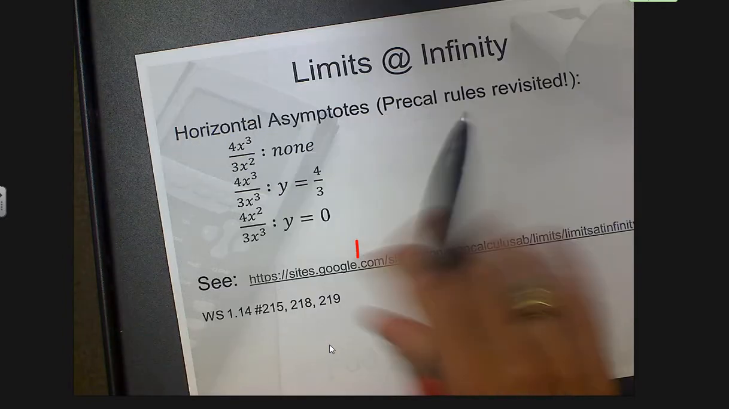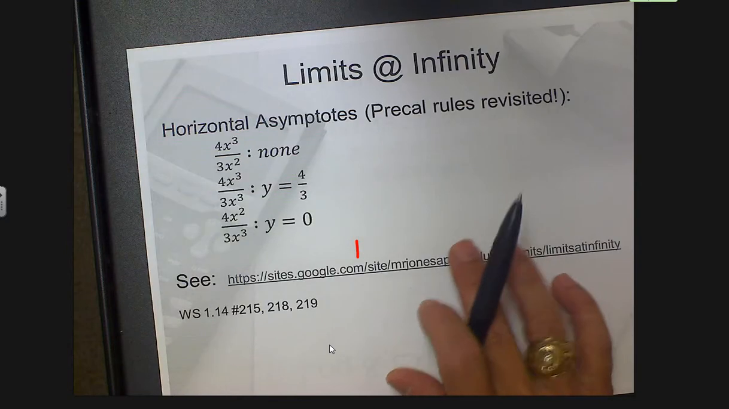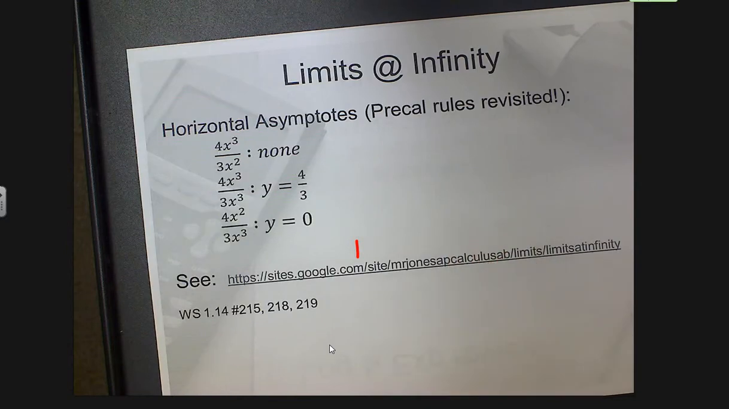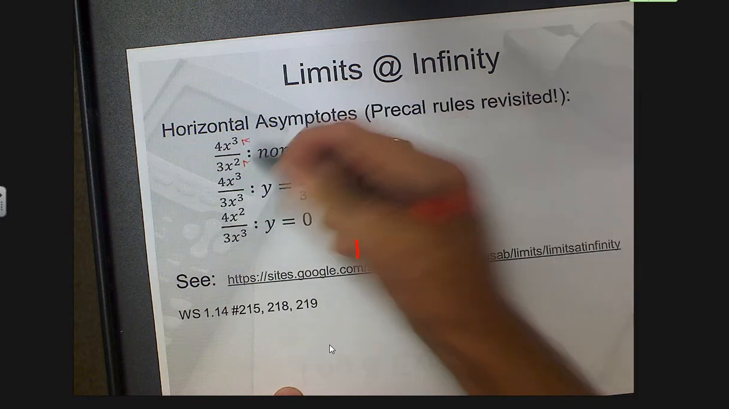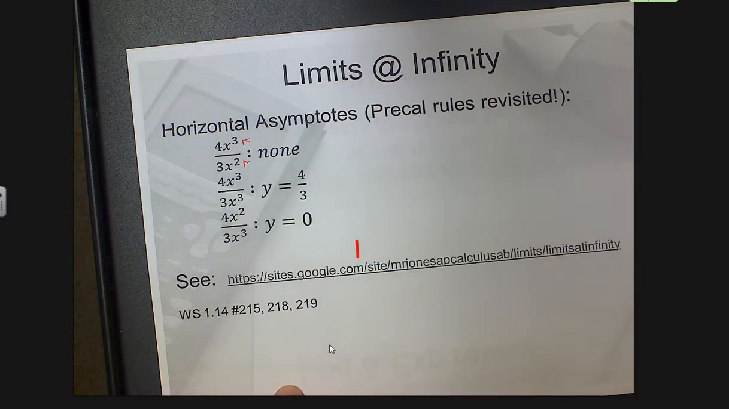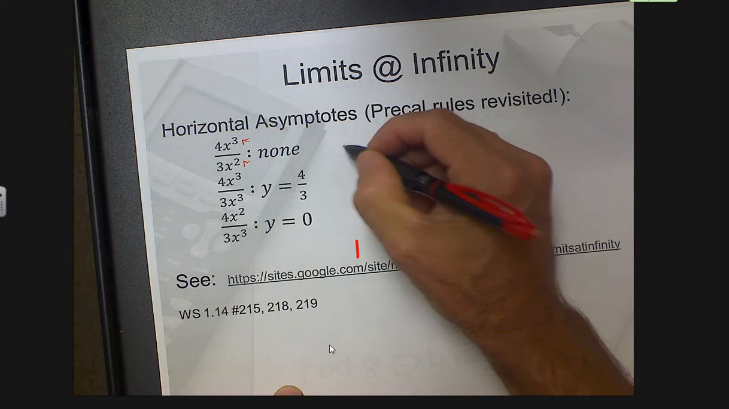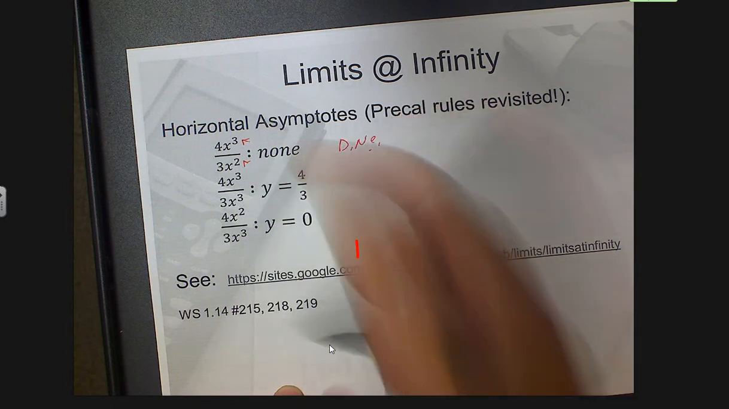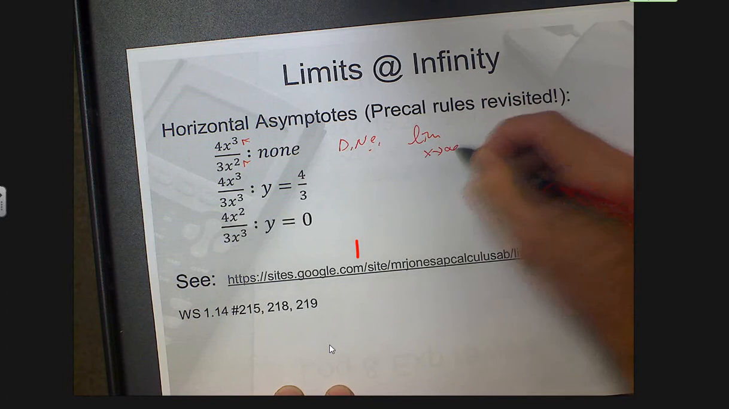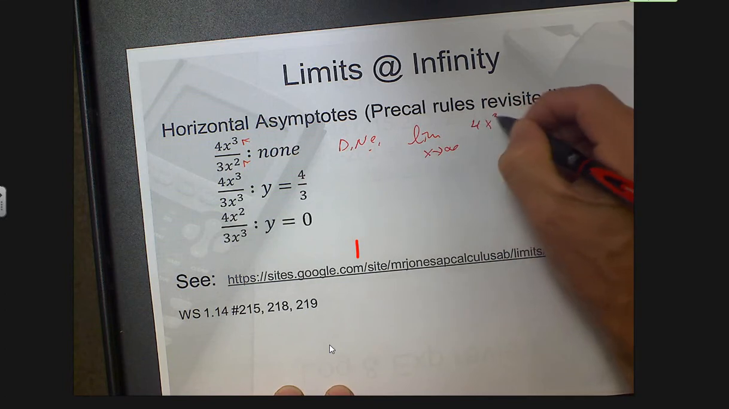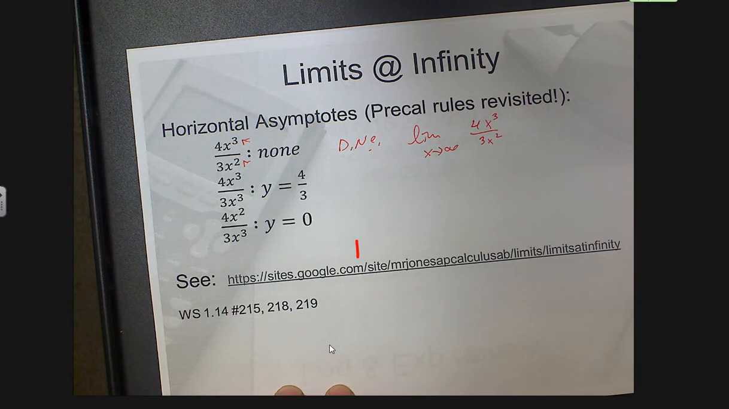You learned these pre-cal rules last year in middle school. If the exponent on top is bigger than the exponent on the bottom, what's the horizontal asymptote? What is it? Say it louder. None. None, thank you. Does not exist. That same question could be asked this way. What is the limit as x approaches infinity of 4x cubed over 3x squared? That's asking exactly the same question.